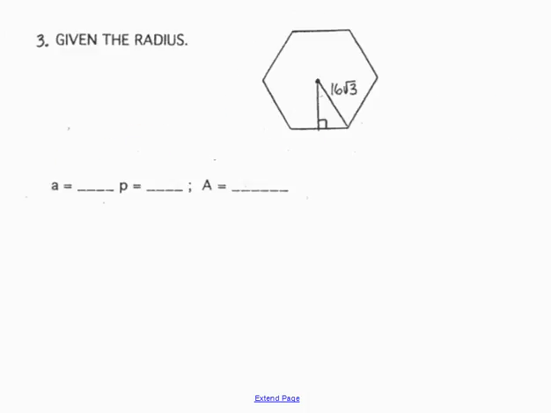Now they gave us the radius. So if they gave us the radius and we need the long leg, well, that's going to be a little bit more difficult, isn't it? So we want the long leg, but we have to get the short leg first. So let's get the short leg. Here's the short leg. That's going to be 8 radical 3 because we divided in 2. And the apothem is then going to be 8 because we divide it by radical 3. So the apothem is 8.